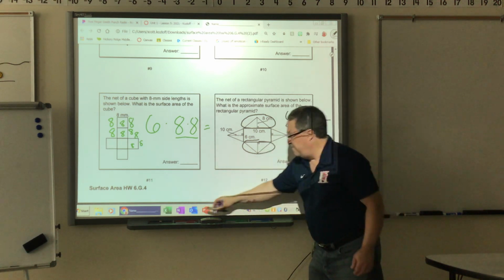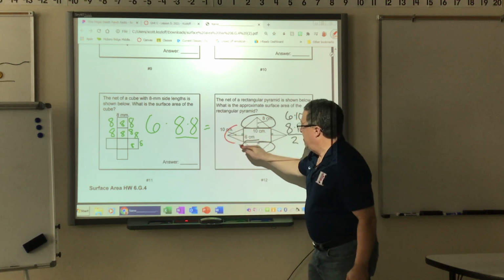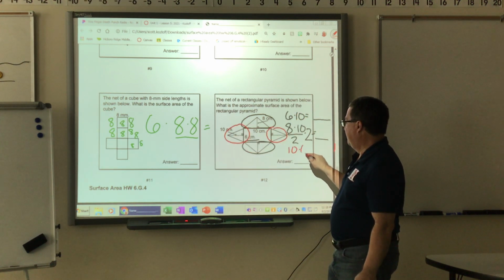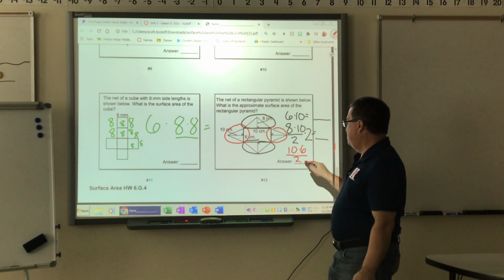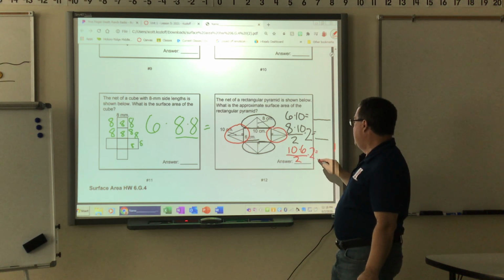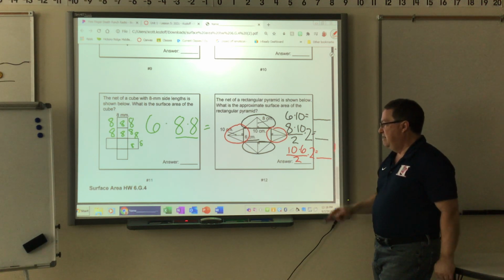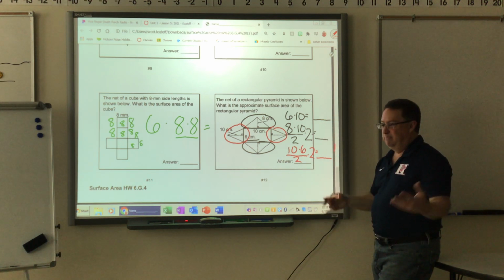And then I have 10 times 6 and 10 times 6 divided by 2 times 2. That gives me my other 2 triangles. Add, answer. There you have it, people.